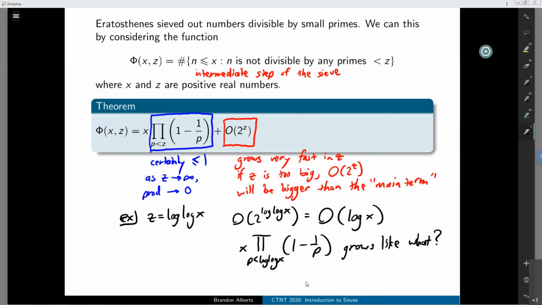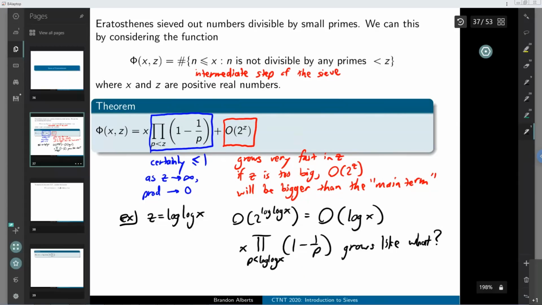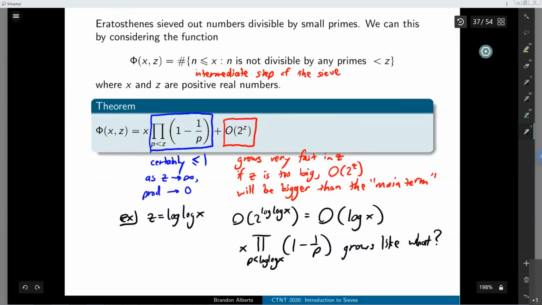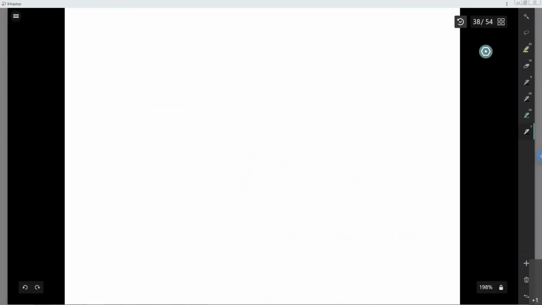But before we do that, I want to actually prove this theorem and talk a little bit about how we could go about making this error term a little bit better than what we have. So I'll need to insert an extra page so that we can actually do this proof. So we're going to prove this theorem.